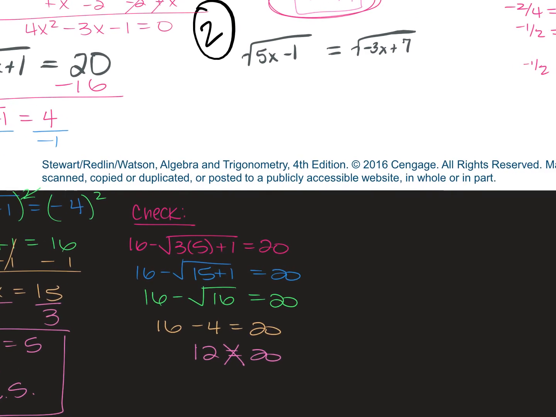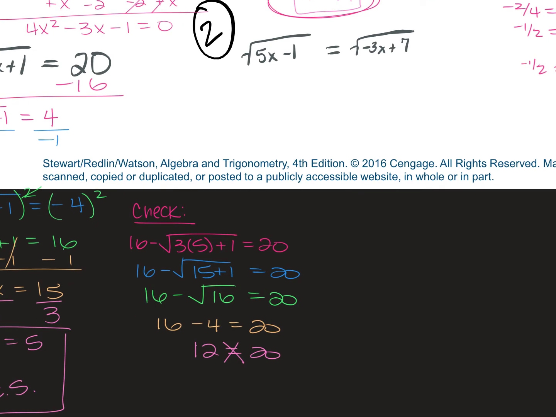If we look at number 2, we have the square root of 5x minus 1 is equal to the square root of negative 3x plus 7. For this one, there is no way to isolate the radical because you have a radical on both sides. So you are going to square both sides to get rid of the radical. We're going to square this side, we're going to square this side. That's going to give us 5x minus 1 is equal to negative 3x plus 7.